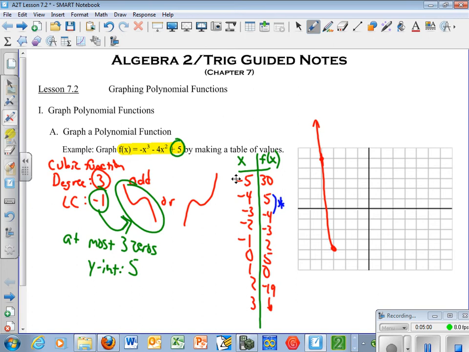Then at -2, we're at negative 3. So at negative 2, we're at negative 3, which means now the graph starts to come back up.